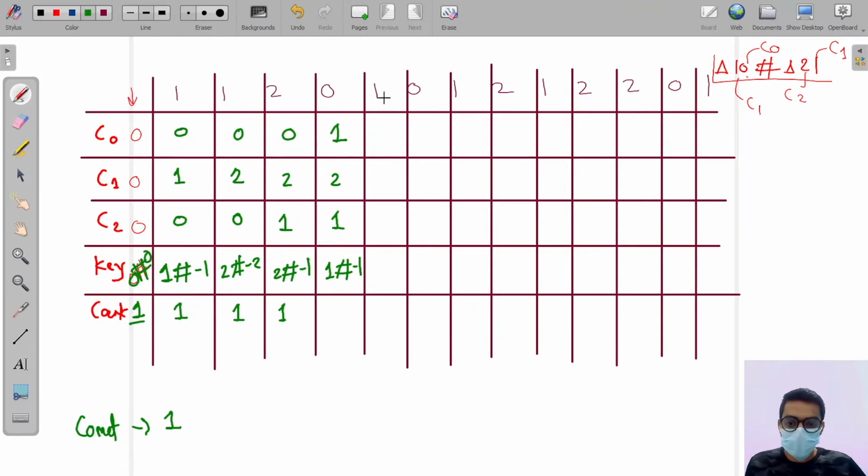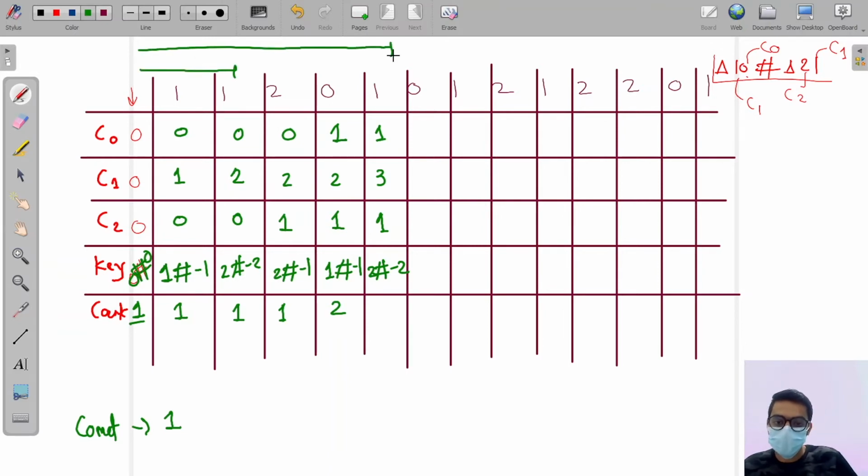Now at this point 1 appears for the third time, so we increase the count, and the other counts are the same as the previous. It appears for the second time at this point. So we find the key again: 3 minus 1 is 2, 2 minus 1 is 1, 1 minus 3 is minus 2. Is this key repeated? Yes, it is repeated from this point to this point, and from this point to this point we got the same key, and the subarray in between these two keys contains an equal number of zeros, ones, and twos.